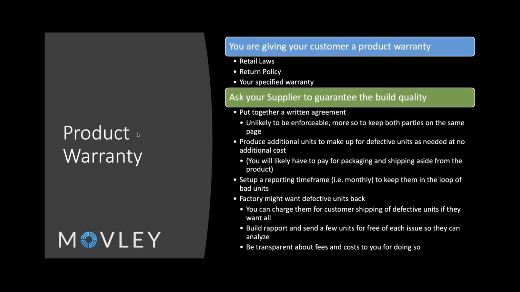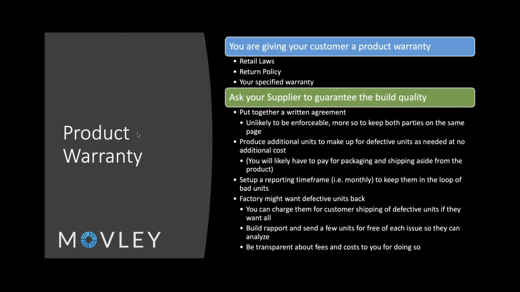Each state has its own lemon car law, where basically the car manufacturer has to warranty the car for a certain amount of time. There's also a return policy. Whether it's through Amazon or you're selling on eBay, you might provide a return policy to your customers. Even brick and mortar generally has a return policy with a return allowance for the suppliers. So even if you're not calling it a product warranty, you're still giving a product warranty for that return policy period. And third, whatever specified warranty you have. If you put on your box that you're going to give a 1-year or 2-year warranty on the product and manufacturing defects, that's also considered a product warranty.